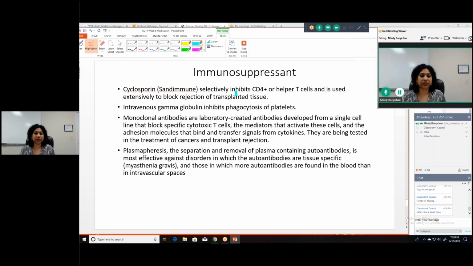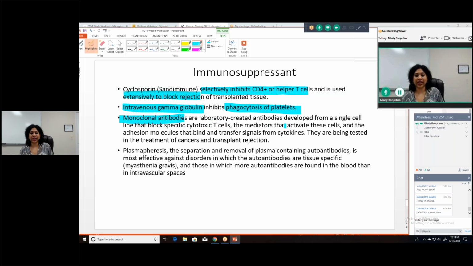Cyclosporins selectively inhibit CD4 or helper cells. They're used extensively to block rejection. This is what they use for people that have transplants. Intravenous gamma globulins inhibit phagocytosis of the platelets. Monoclonal antibodies are lab-created antibodies from a single cell line that block specific cytotoxic T cells. They are being tested in the treatment of cancer and transplant rejection.